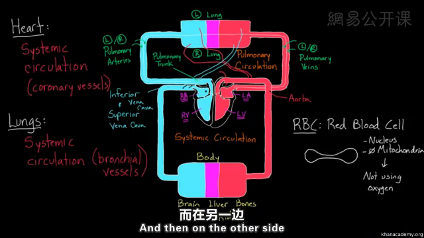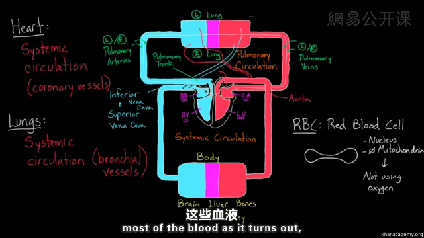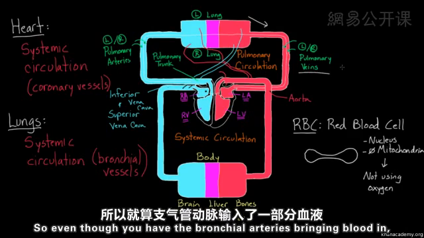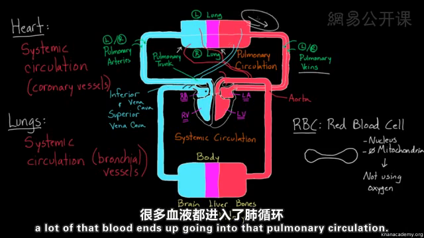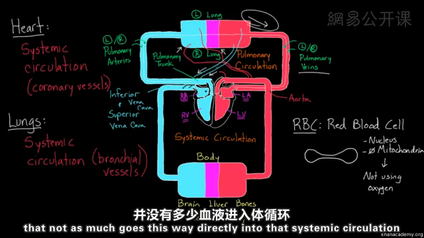And then on the other side, where the veins are bringing blood back to the heart, most of the blood, as it turns out, actually goes this way into the pulmonary veins. So even though you have bronchial arteries bringing blood in, that would be right here, a lot of that blood ends up going into the pulmonary circulation. So that's kind of an interesting fact, that not as much goes this way directly into that systemic circulation.